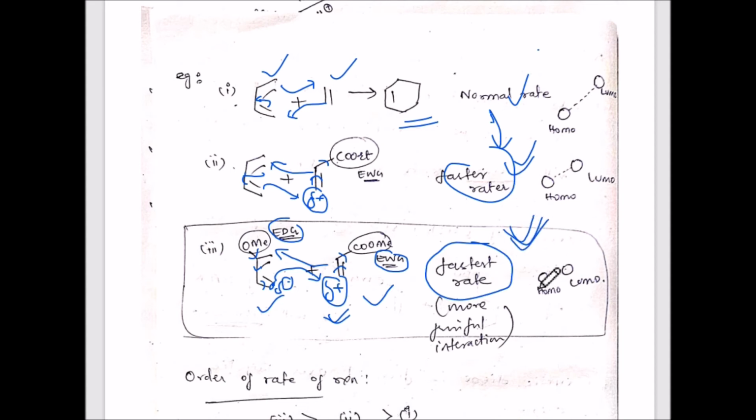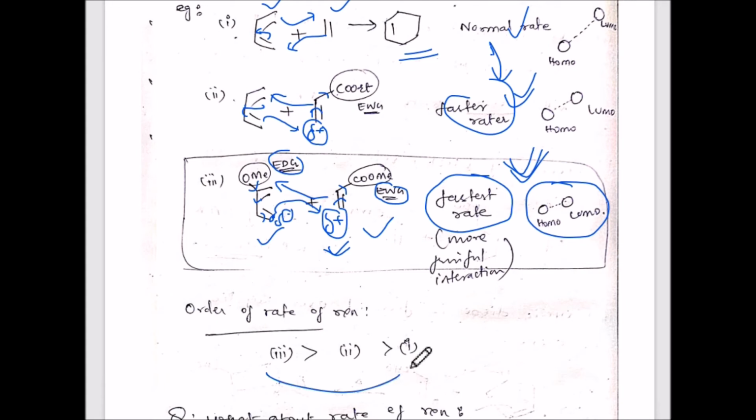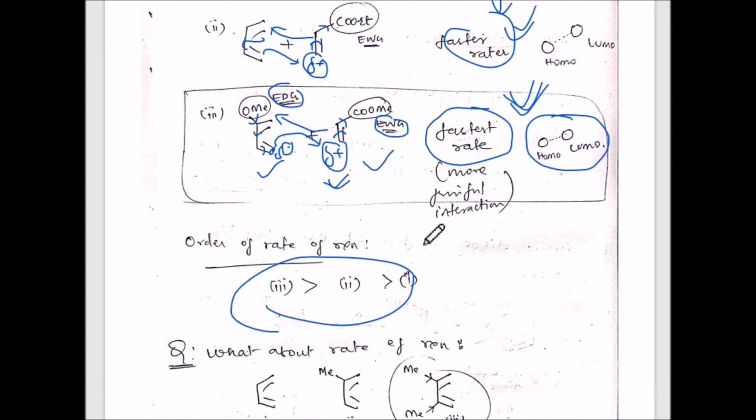So I put 3 ticks over here. Okay, it occurs at a much faster rate and it has more fruitful interaction because see, the HOMO-LUMO gap has decreased drastically, right? So the presence of an electron donating group and an electron withdrawing group will increase the rate of the Diels-Alder reaction. Okay, so this is the order of the reaction: 3, 2 and 1. This will be much faster.